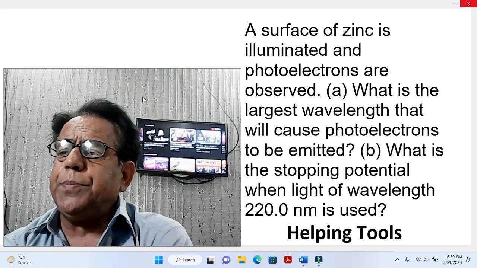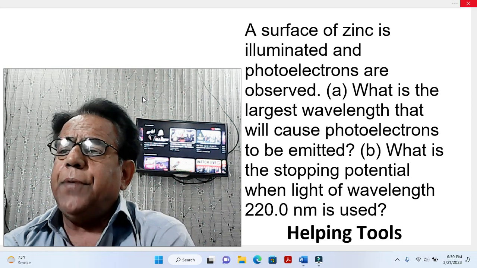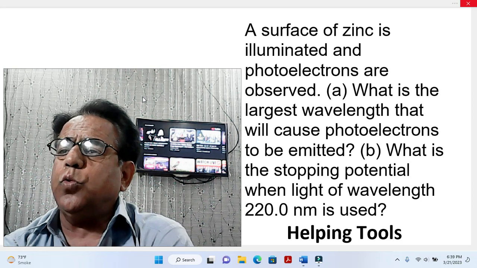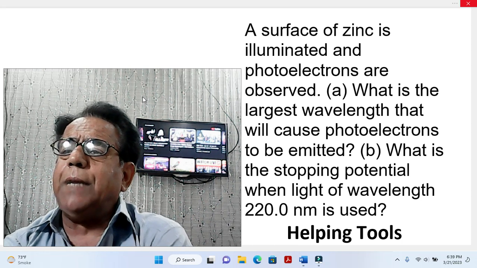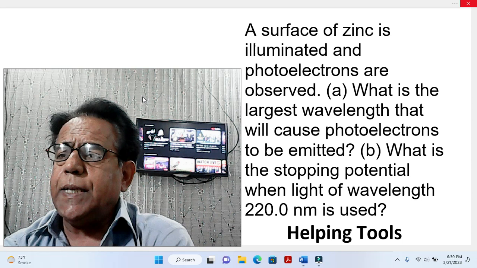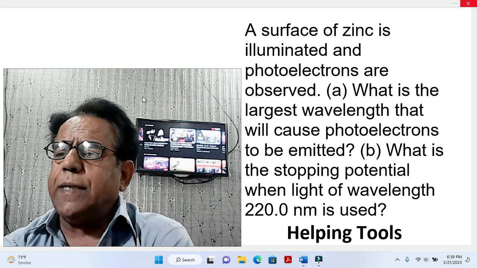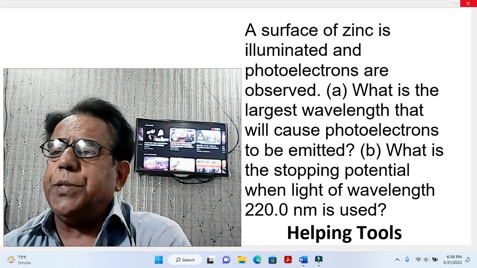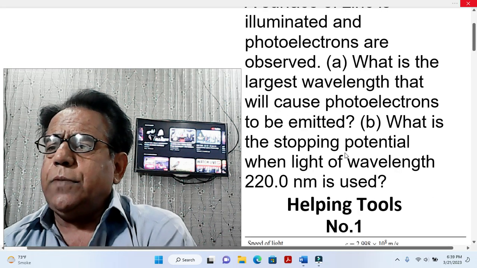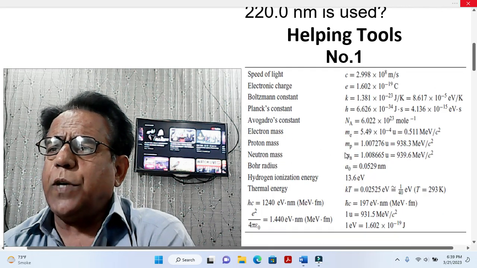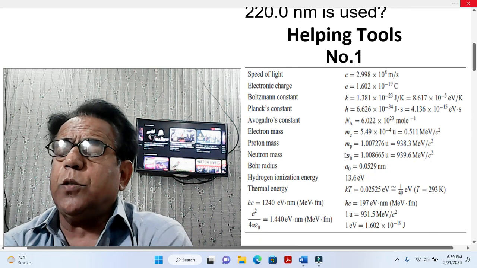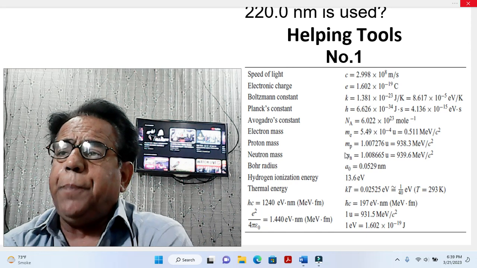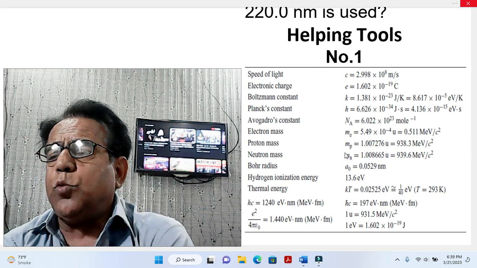Part B says: what is the stopping potential when light of wavelength 220 nanometer is used? In part A we have to find the largest wavelength, and in part B we have to find the stopping potential while the wavelength is given as 220 nanometer. Now students, we move towards the solution, but before moving towards it in a proper manner, as usual we first come to the toolkit.